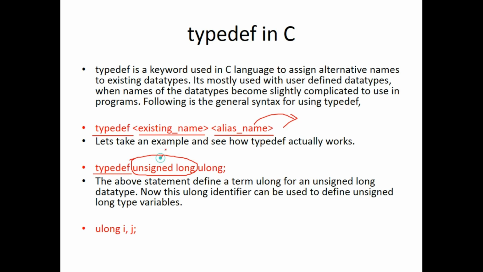For this I want to give another name, ulong. So whenever I want to declare a variable of data type unsigned long, suppose ij, instead of unsigned long I can also take ulong. So that is another name for unsigned long. The above statement defines a term ulong for an unsigned long data type. Now this ulong identifier can be used to define unsigned long type variables. Thank you.